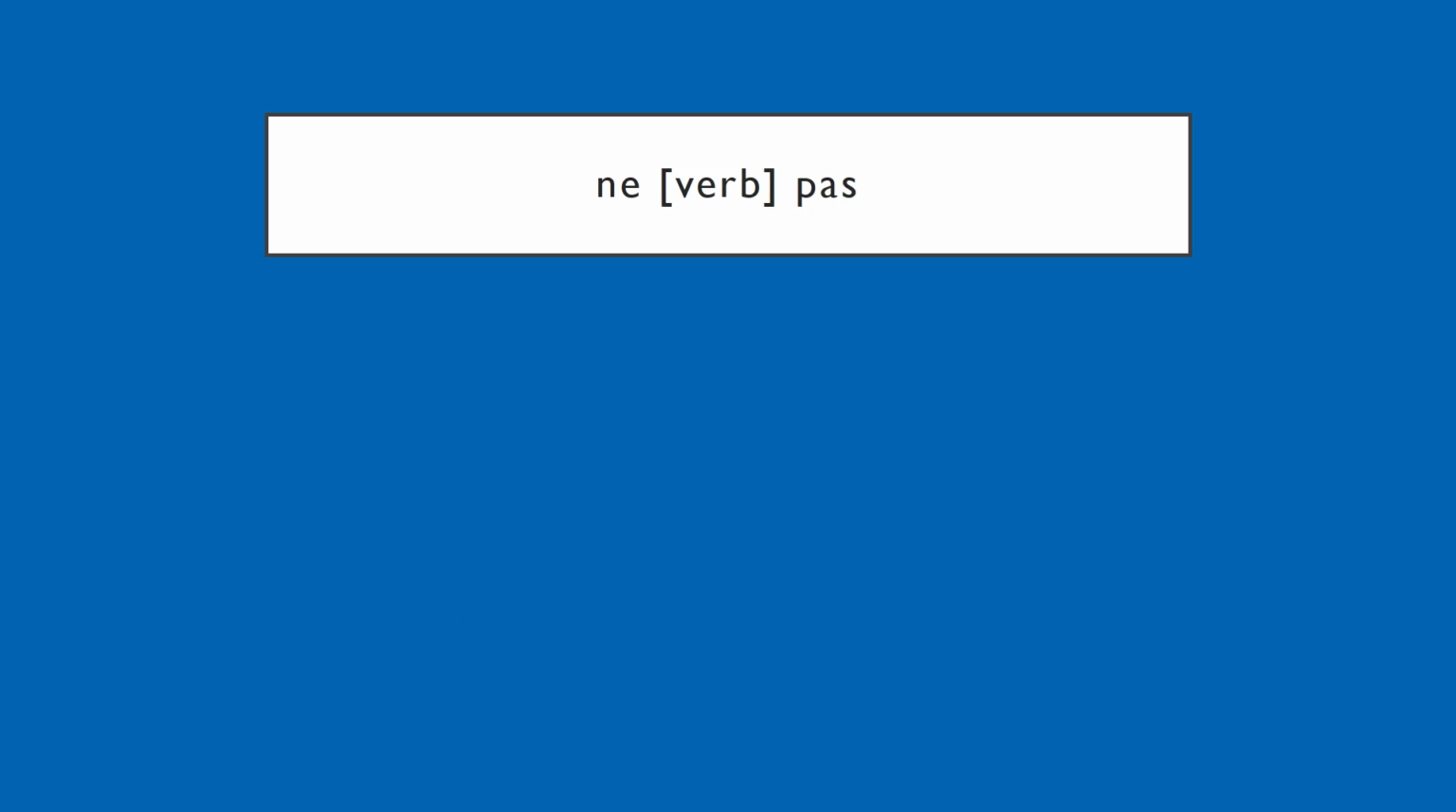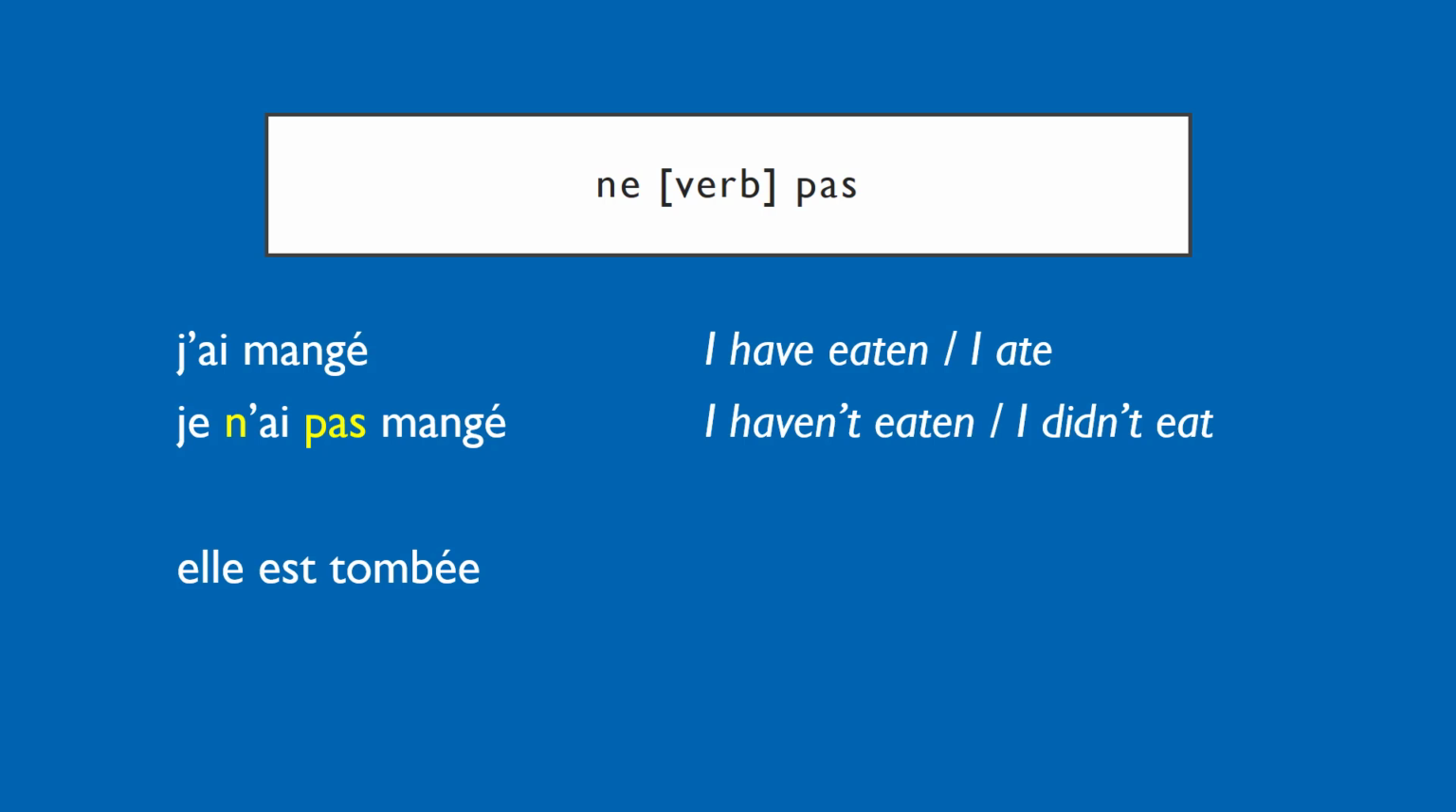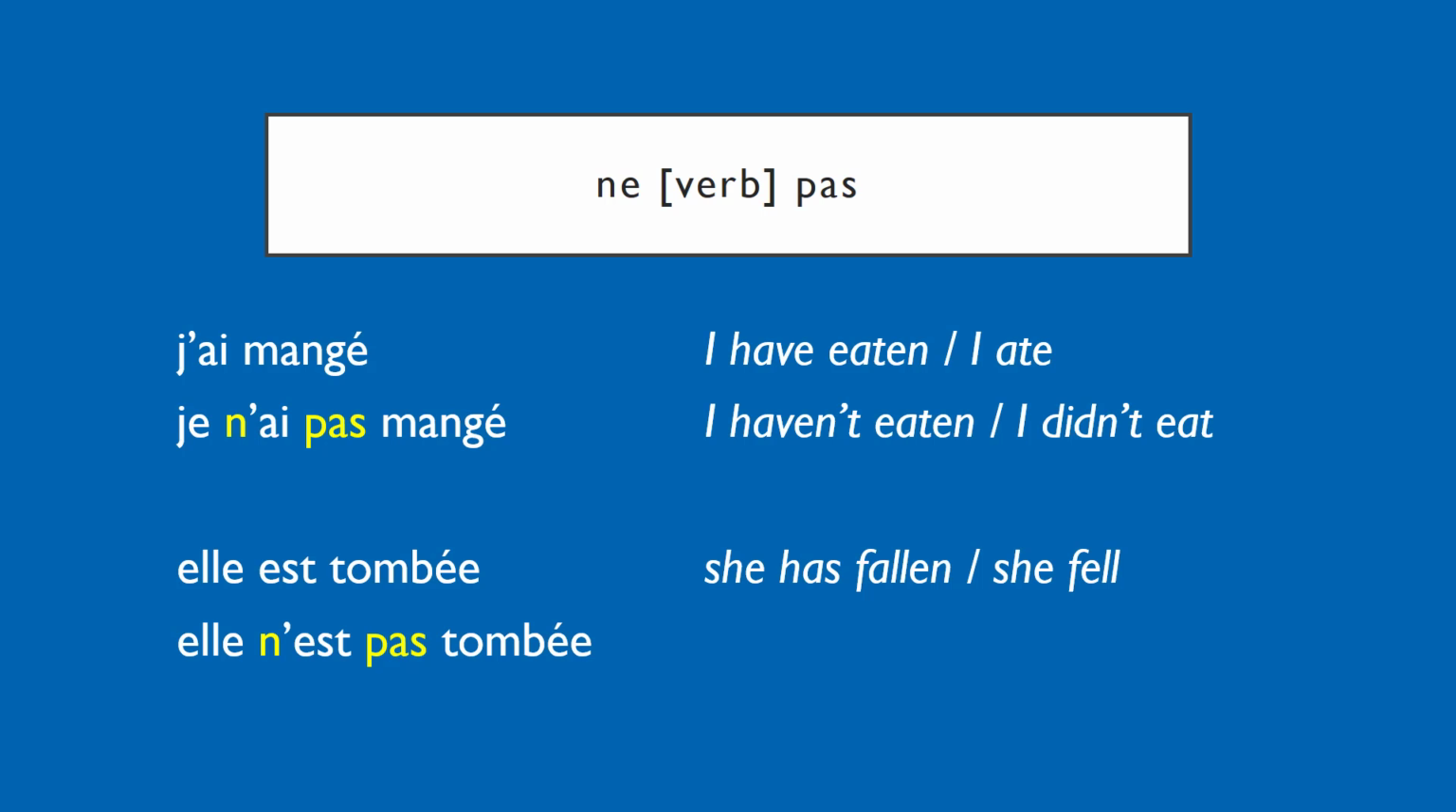What though if we have a tense like the passé composé, where instead we have an auxiliary verb and a past participle, like for example, j'ai mangé, I have eaten, or I ate. In this case, we're going to put the ne and the pas around the auxiliary verb, which in this case is avoir. So we get je n'ai pas mangé, which is I haven't eaten or I didn't eat. Similarly, elle est tombée is she has fallen or she fell. To negate that, put a ne and a pas around the auxiliary, which in this case is être, and we get elle n'est pas tombée, she hasn't fallen, or she didn't fall.